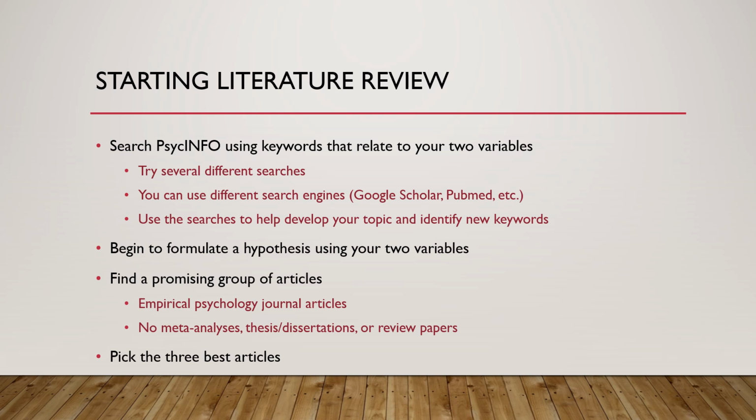This process of searching for literature is going to be an iterative one. So you'll start out in PsycInfo using keywords related to your variables, but you want to try different kinds of searches, different combinations of your synonyms and antonyms. Use different ands and ors, as you saw in Lab 2. You can also try different search engines like PubMed and Google Scholar, because they might have different access to different articles. They might have different algorithms for how they present the articles based on those keywords.